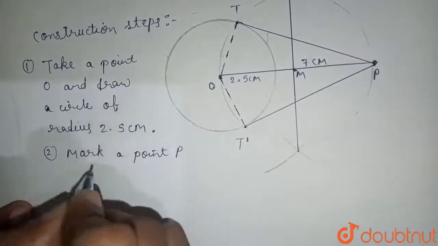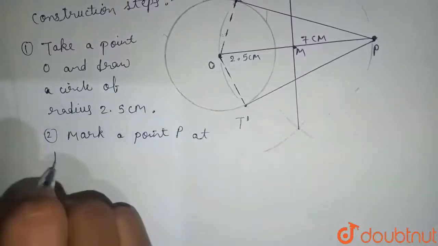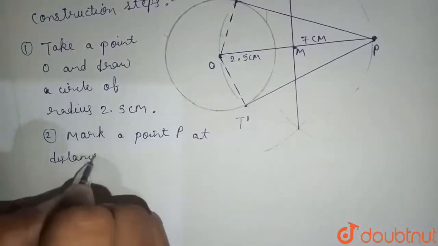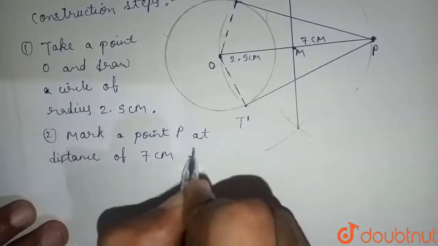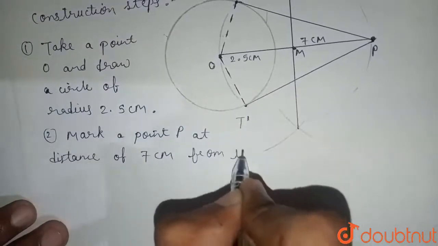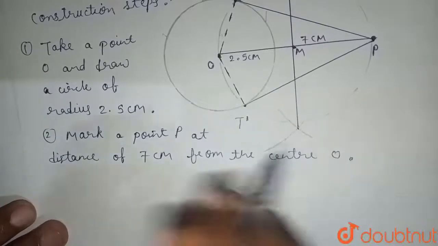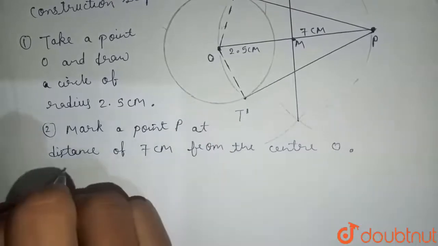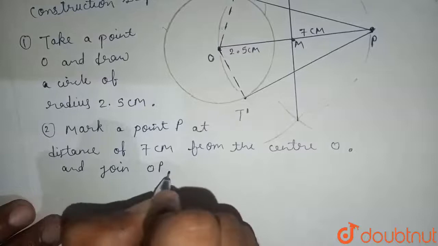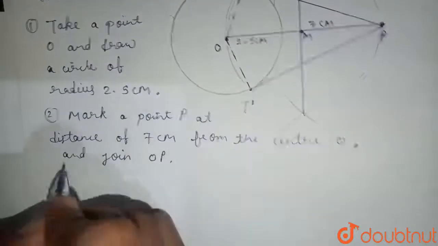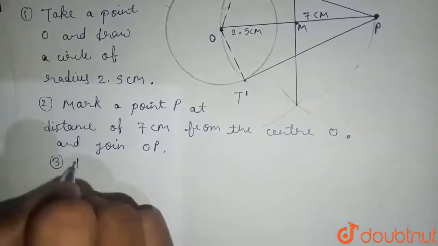Second step: mark a point P outside the circle at a distance of 7 centimeter from the center O, and join OP.